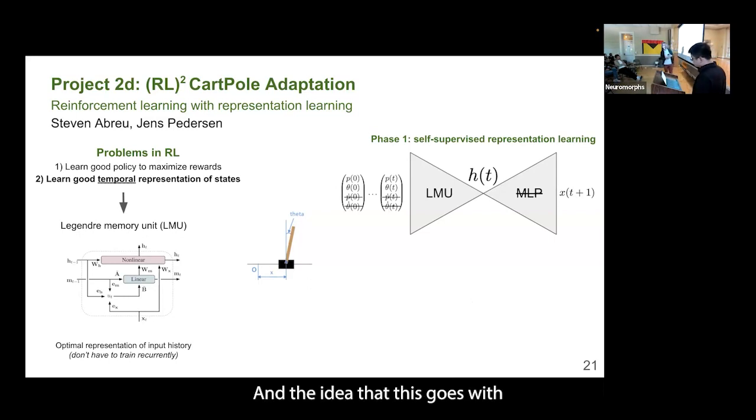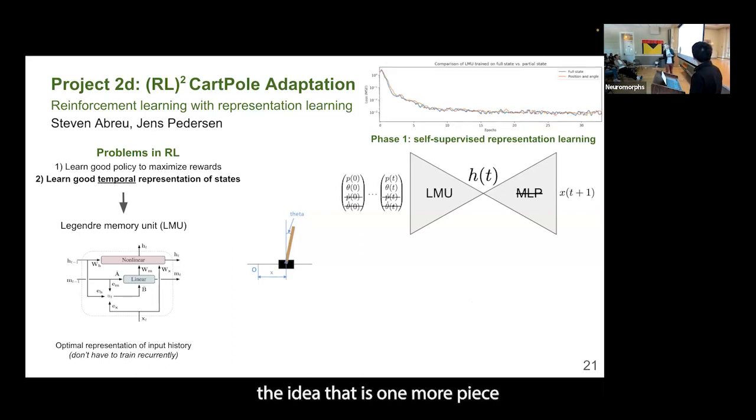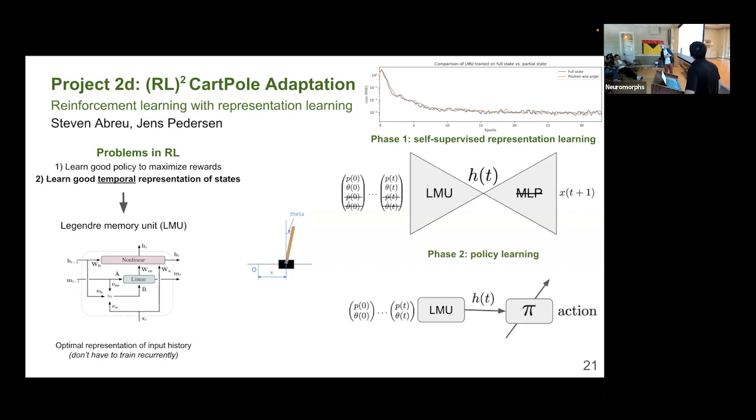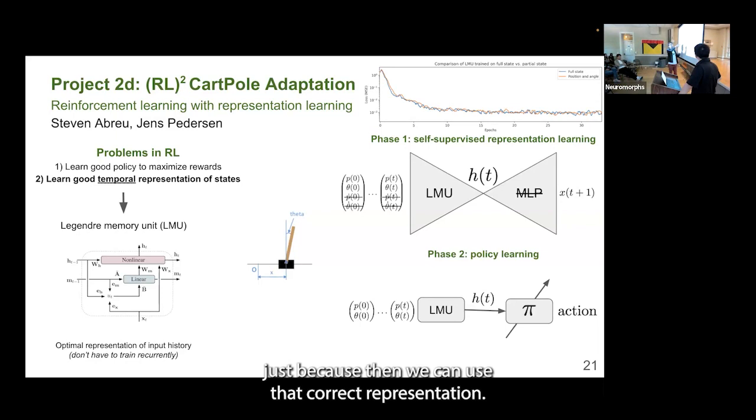And the idea then is to actually use that in policy learning like Maxime suggested, because then we can use that correct representation to simplify the actual policy learning in an online real reinforcement learning setting.